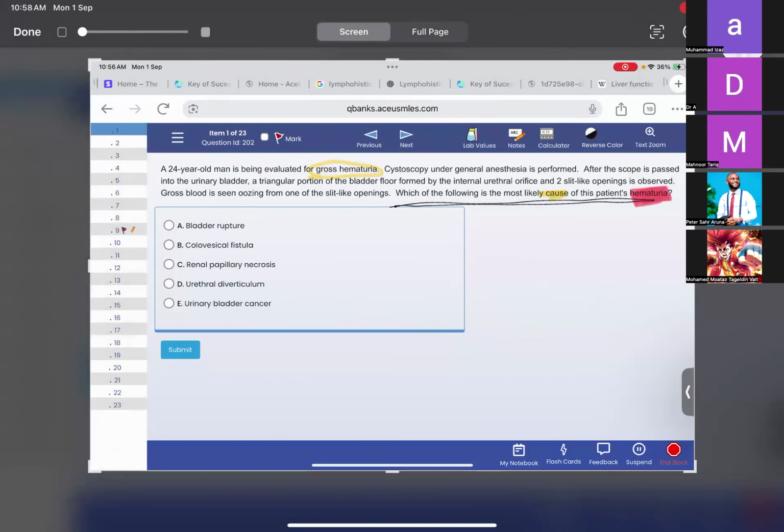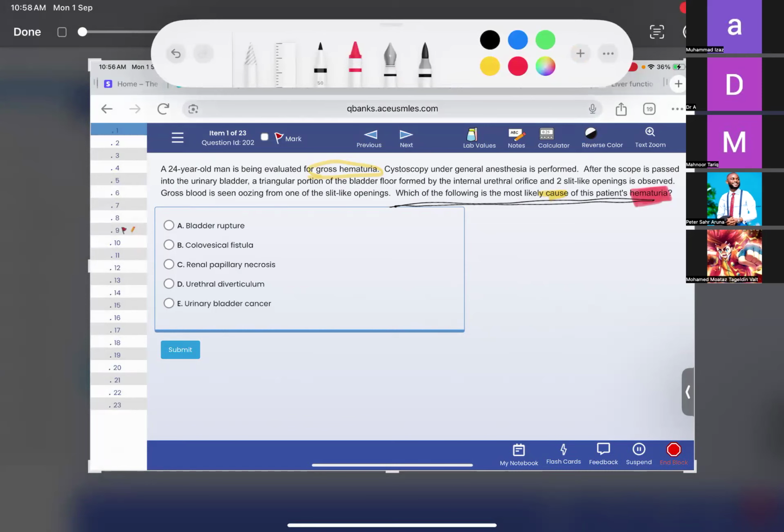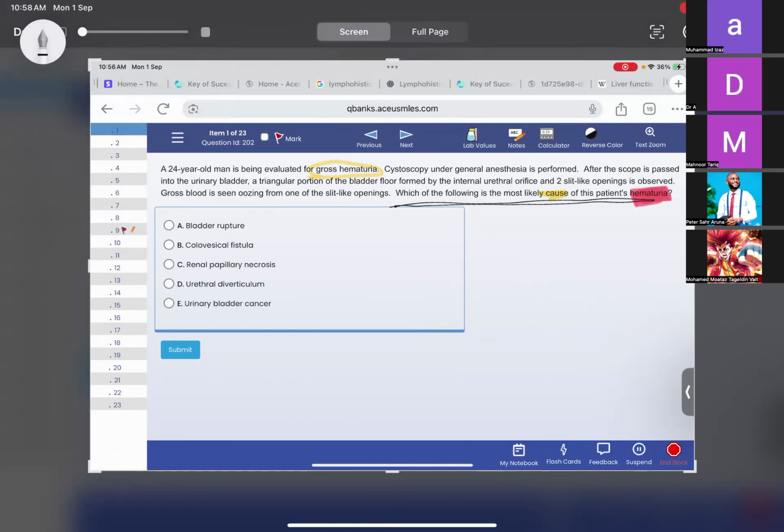The second important point is the location. We need to find out where the blood is coming from, right? First we have glomerular diseases, then tubulointerstitial, then pelvis, necrosis, right? I'm going in order. And then we have ureteric, then we have bladder and down below.